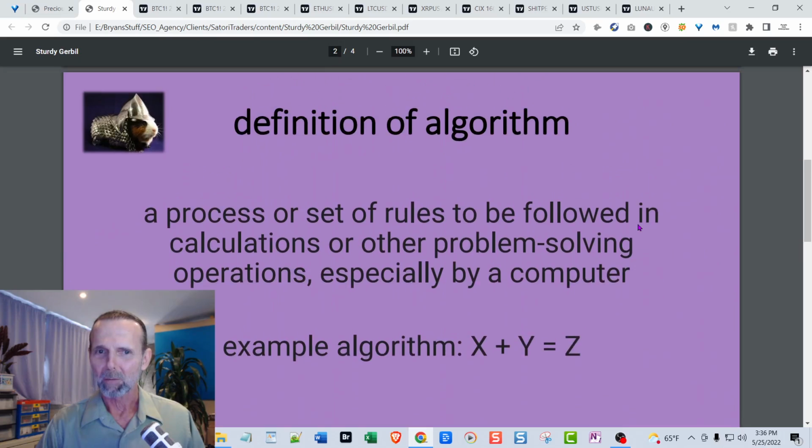And for those that don't know, here's the definition of an algorithm. Basically, it's a set of rules or calculations that allow us to solve a problem, and it can be programmed in a computer. Here's an example of an algorithm: x plus y equals z. So 2 plus 2 equals 4. That's an algorithm. And to me, I'm a software engineer for more than 30 years, and software is all about algorithms.